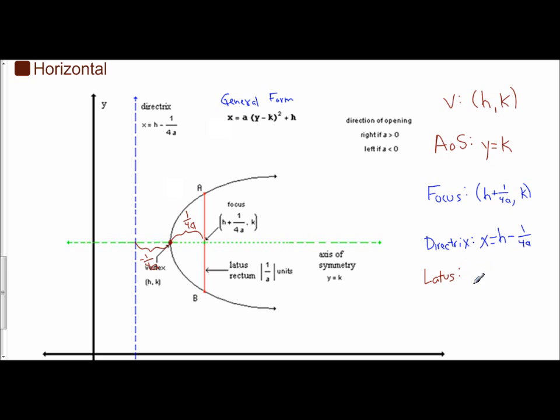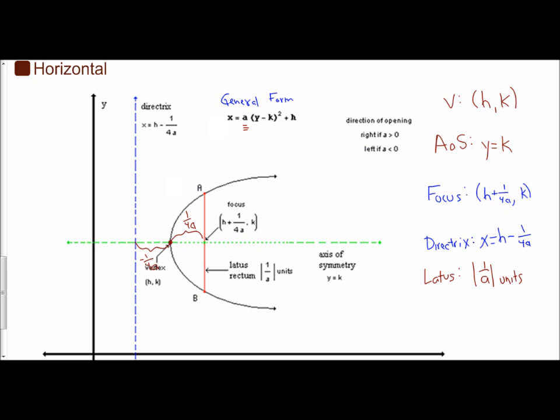The latus rectum is still the same formula. The latus rectum is still found by taking the absolute value of 1 over a units. And so we get our a value from our general form equation. Also, do make a note, since we're dealing with horizontal, when a is positive, greater than 0, it's going to open to the right. When a is negative, less than 0, it's going to open to the left.